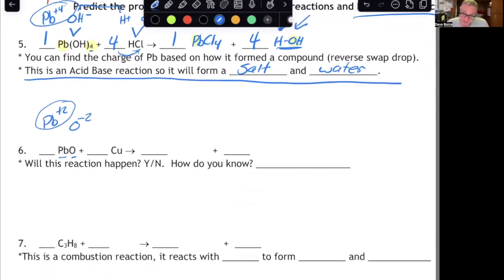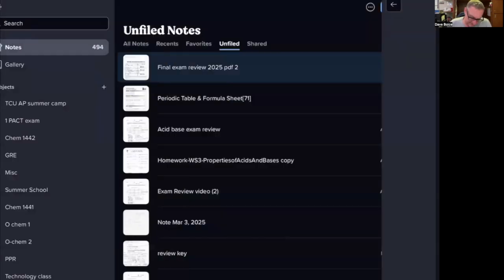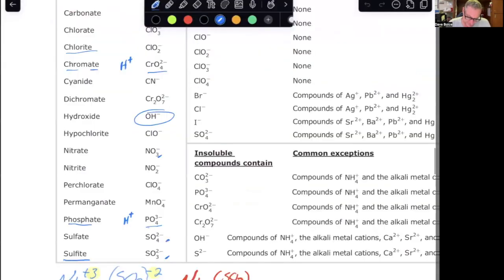Although that may not even matter because we want to know, is copper even strong enough to break up lead? So let's take a look here.